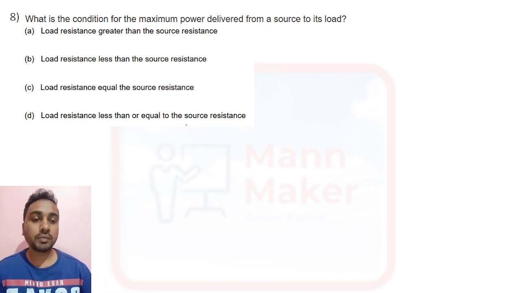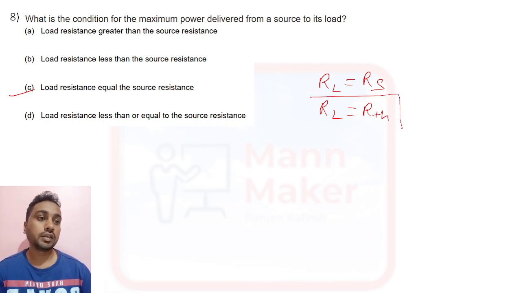So for maximum power transfer, from the maximum power transfer theorem, in a circuit maximum power will be transferred when load resistance is equal to source resistance. This load resistance should be equal to the source resistance, or we can say load resistance is equal to RTH, RL equal to RTH. This condition should be followed, then maximum power can be transferred in a circuit.